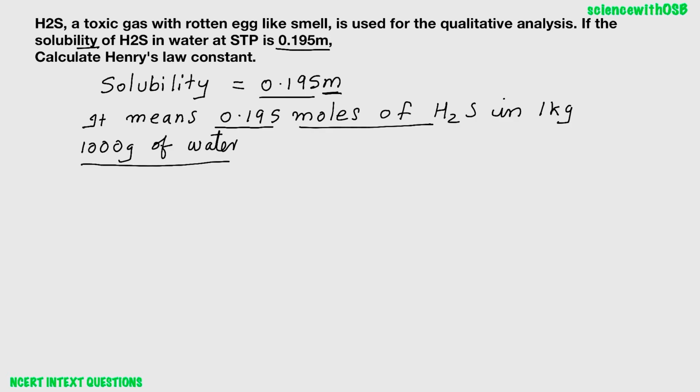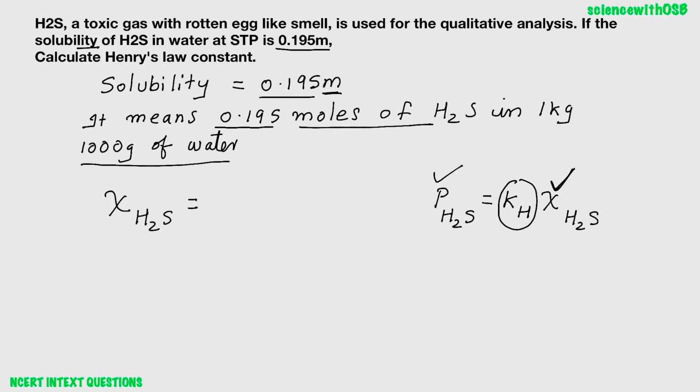Hope you understand. We know, according to Henry's law, the equation for pressure: pressure of the gas is equal to Henry's constant into mole fraction of the gas which is dissolved in the solvent. So you are supposed to find the Henry's constant. Pressure is given in the question. For finding Henry's constant, first of all, you must find the mole fraction of the solute. Mole fraction of the solute is equal to number of moles of solute by total number of moles, correct?